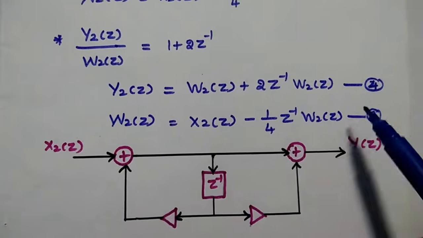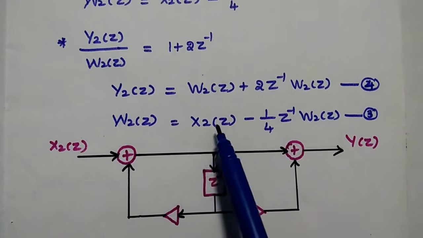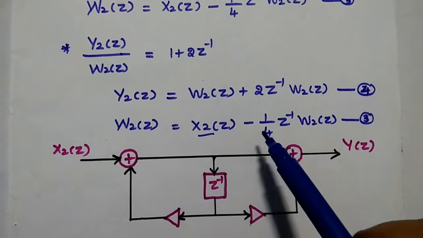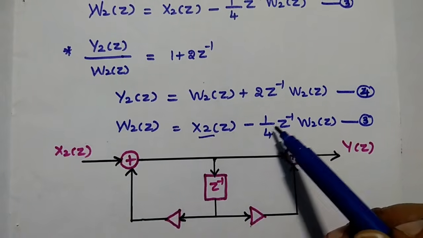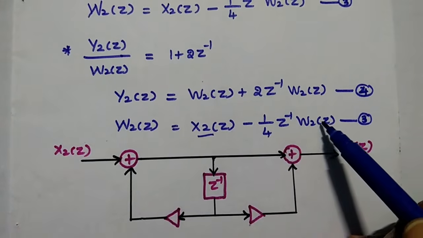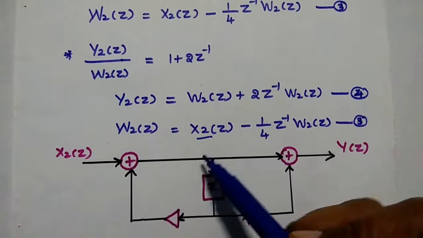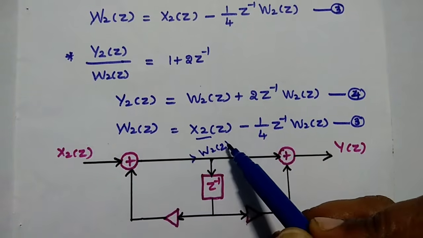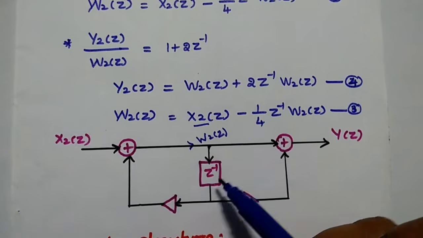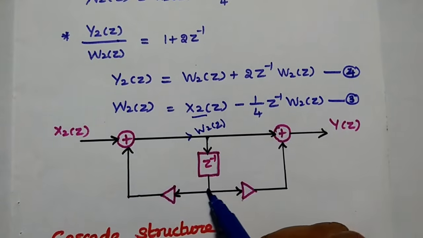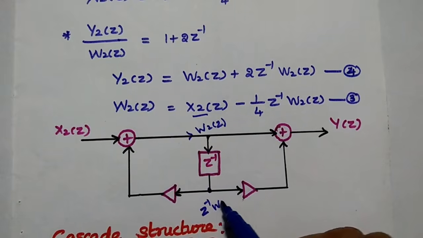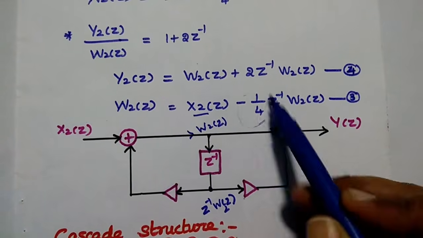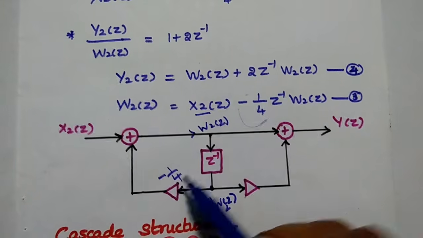So here consider the third equation. Here the input is X2 of z, that is added with this minus 1 by 4 z power minus 1 W2 of z. So here this is the output signal, W2 of z. That is given to this z power minus 1. So at this point we can get z power minus 1 into W2 of z. That is multiplied with this minus 1 by 4.